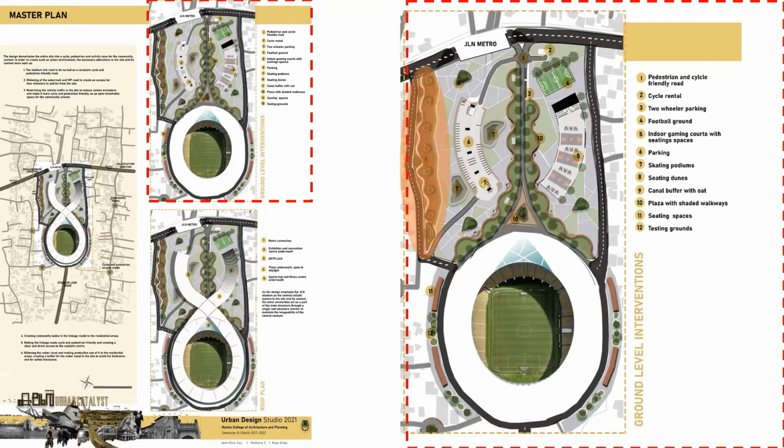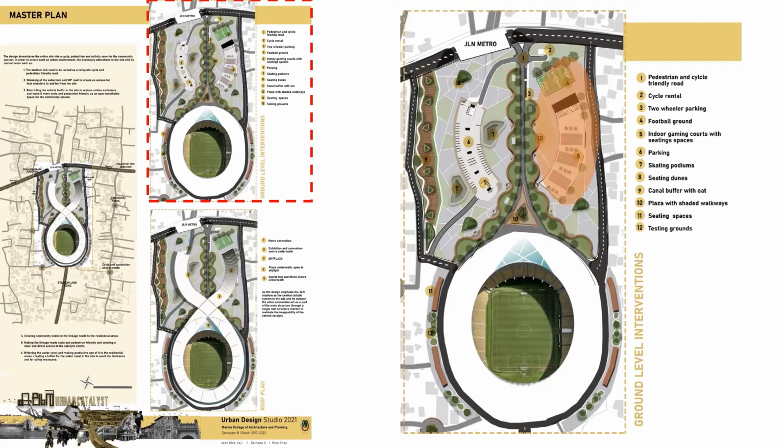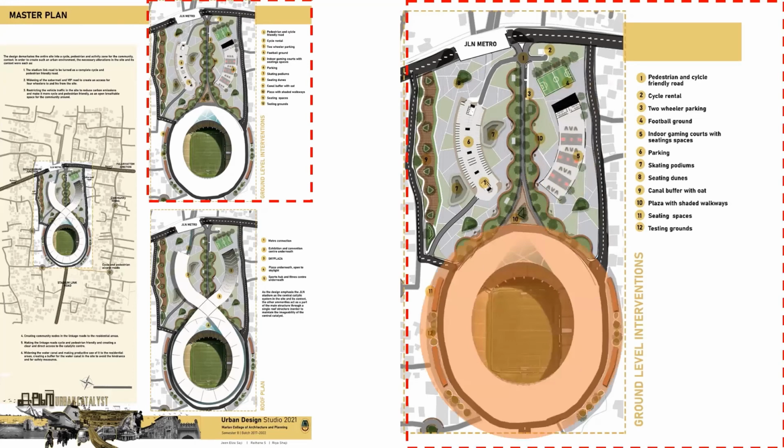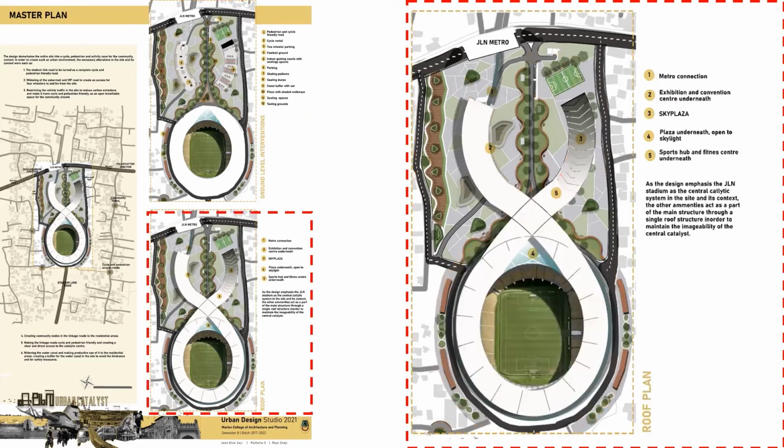This parking is the ground floor of the event and convention center with elevator access to the first floor. Then comes the green buffer and OAT to the east side and the indoor courts and ground on the western side. And on the outer ring of the stadium is the alternate seating and testing grounds. Coming to the roof plan, this roof plan shows the built structures.